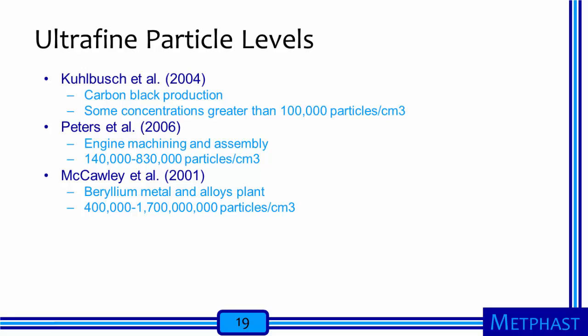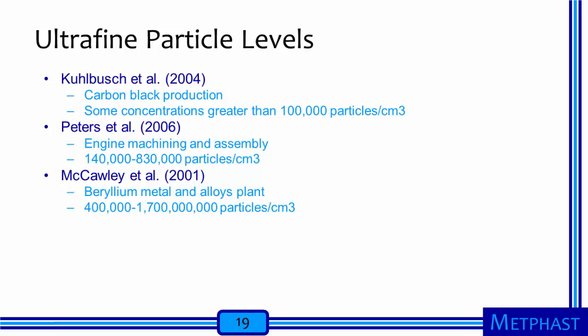How do the particle number concentrations observed in our test compare with real-world particle levels seen in other research studies? In 2004, Kulbusch et al. looked at carbon black production and found concentrations greater than 100,000 particles per cubic centimeter, which is higher than any levels that we were able to observe.